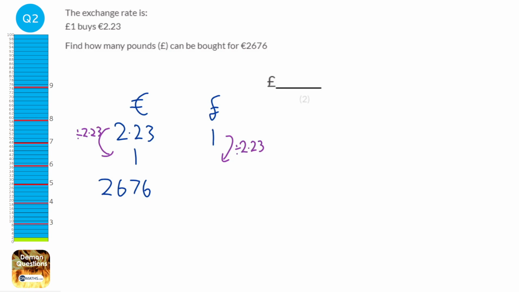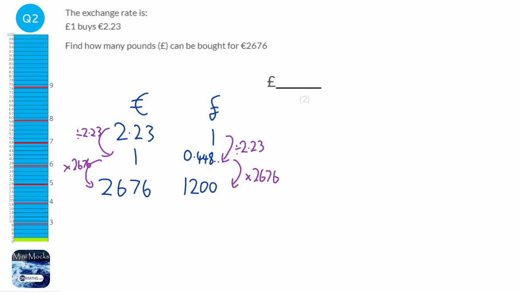And when we do that, we get 0.448 and so on. And then to get from 1 to 2,676, we go times by 2,676 on both sides. And when we do that, we get £1,200. So 2,676 euros is £1,200.